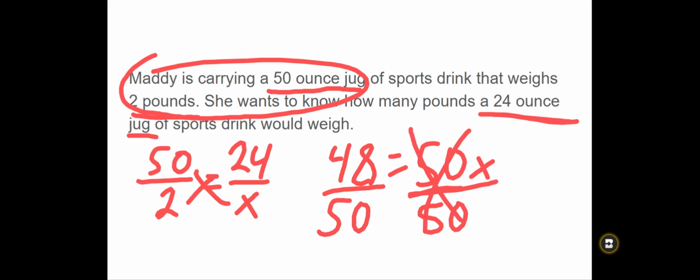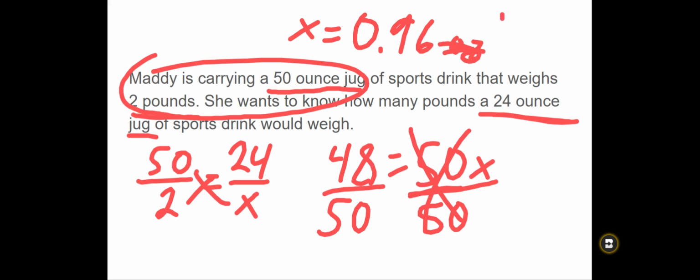This side is going to cancel out. And then in my calculator, I'm going to do 48 divided by 50, and I end up with X equals 0.96 ounces. It's not even a whole ounce. But a 24-ounce sports drink would weigh 0.96 ounces. Oh, no, it's 0.96 pounds. I'm sorry, that problem says pounds. So it doesn't even weigh a pound.